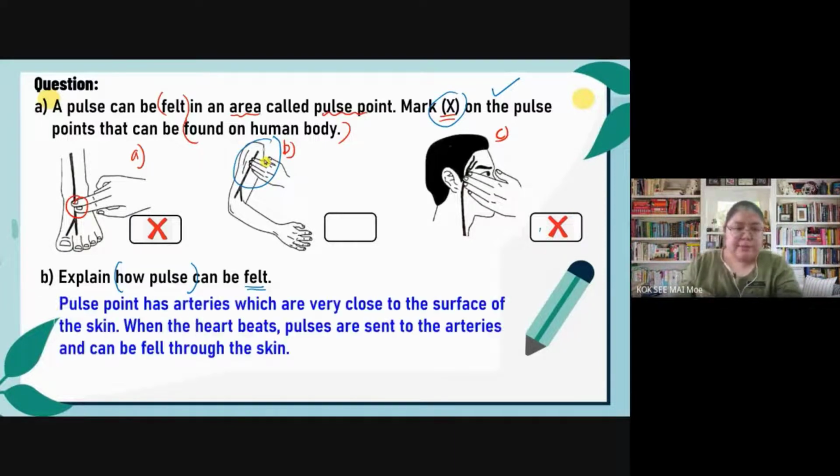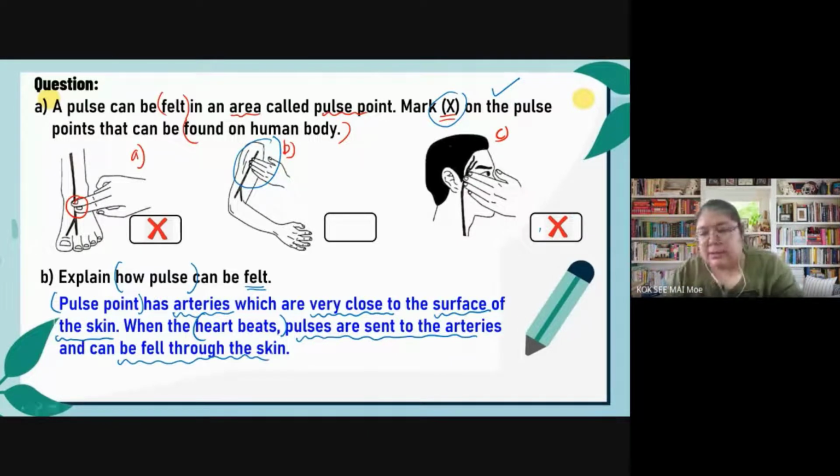So we are going to explain. You must have a pulse point. This pulse point has an artery. This artery must be very close to the surface of the skin. When it is close to the skin, when your heart beats, the pulses are sent through the artery. After that, you can feel it through the skin. So this pulse point is close to the surface. When your heart beats through the artery, you can feel it under the skin. There is a pulse rate. So that's why we can feel it by ourselves. No need to use any equipment. No need, just use your hand.